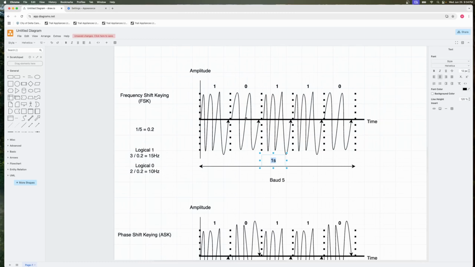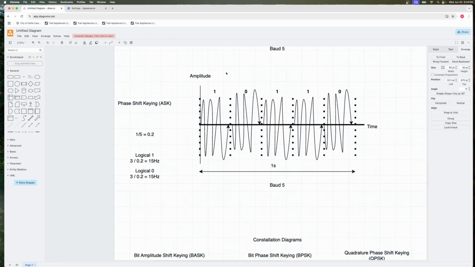And then we look at the zeros. So 1, 2, that'll be 2 divided by 0.2, which gives us 10 hertz. So that means we're going to be passing over both that 15 hertz and 10 hertz throughout this transmission medium.